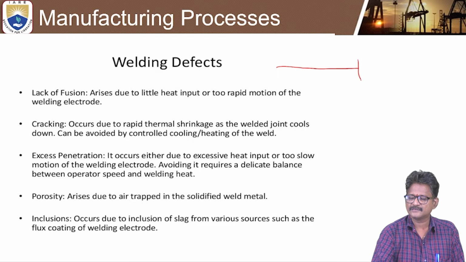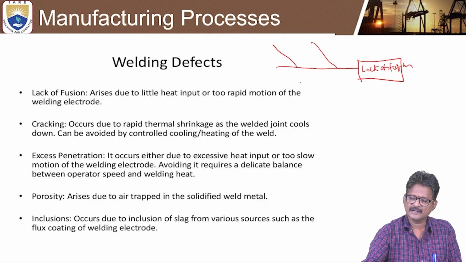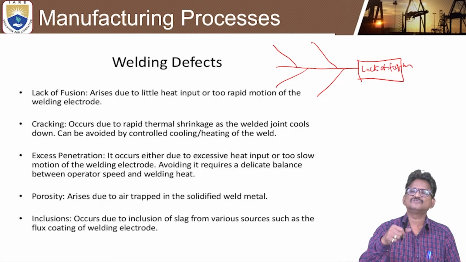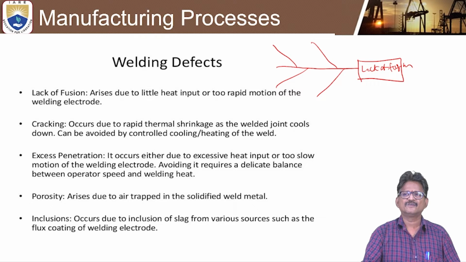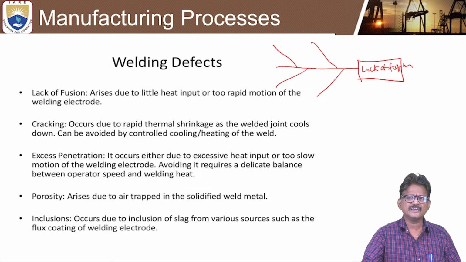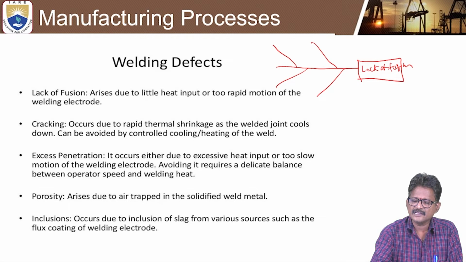So for example, this weld defect is lack of fusion. In this, what are the various causes of lack of fusion, how to eliminate these causes, and what actions are to be taken? For example, lack of fusion arises due to little heat input, or too rapid motion of the welding electrode. So the heat input is very low, little heat input, and too rapid motion.